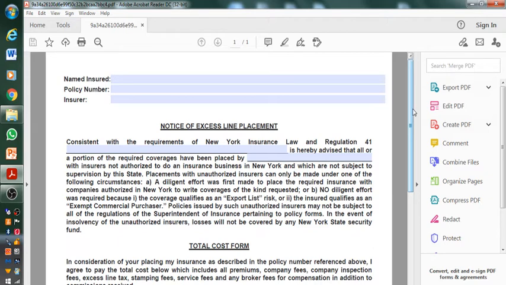Let's say, for example, you want to write a home insurance for somebody in Buffalo, correct? But the companies in New York State that you want to write for are not really giving the person a good rate, or let's say they're not giving the person a decent amount of coverages that the insured is looking for. So notice of access line placement basically means it's a company that's not licensed to work in New York State, but it's licensed in another state or another world.